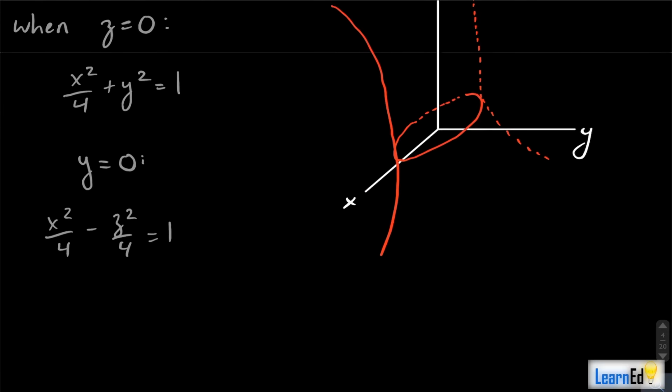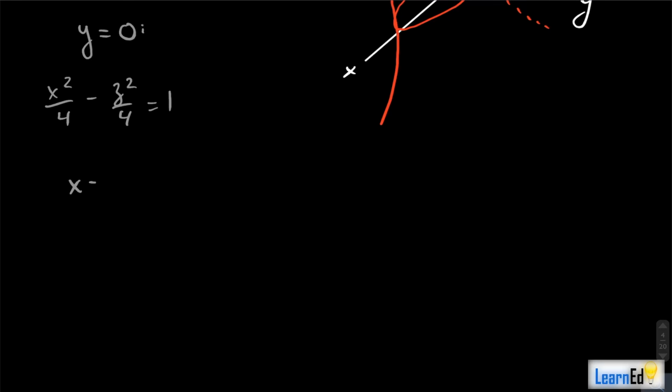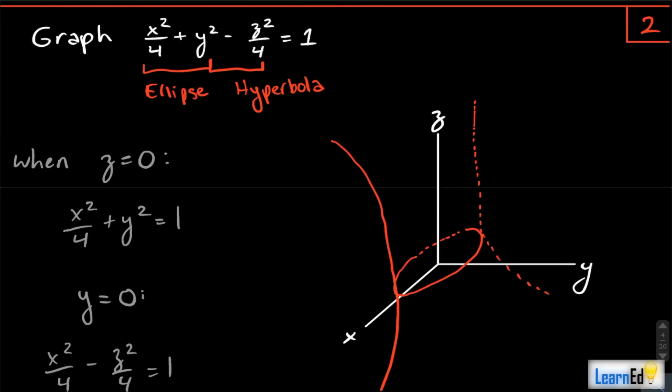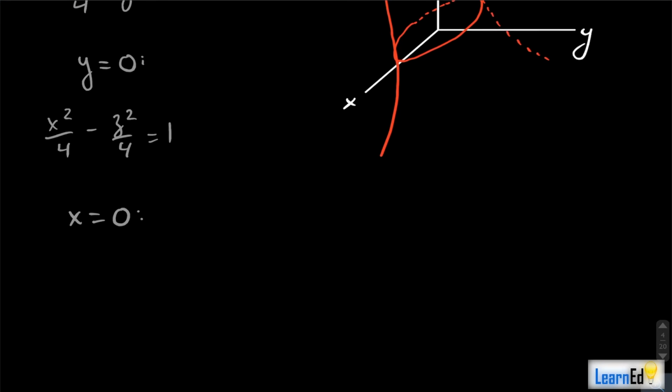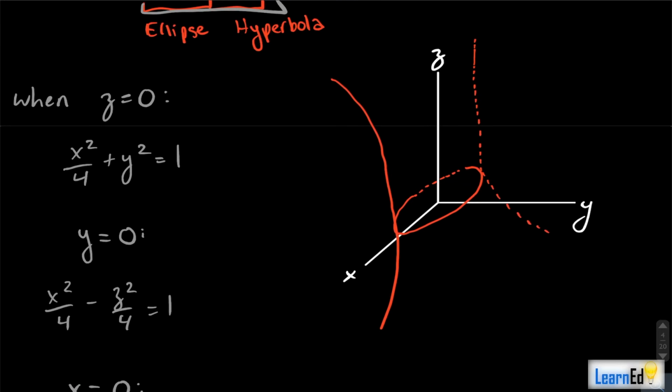And then we're just going to do our x equals 0 trace, and I'll do that down here. When x equals 0, this equation up here just becomes y squared minus z squared over 4 equals 1. Another hyperbola. We can see that one would come in the back here, and we'd have one coming down here, but that looks really gross now, so I'm just going to get rid of these.